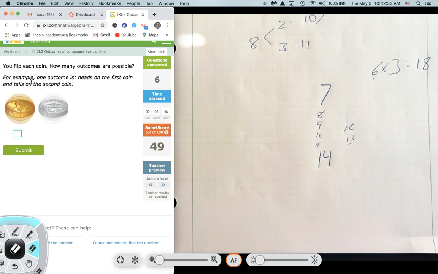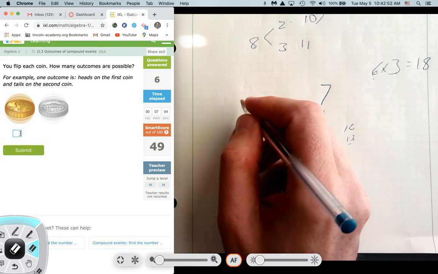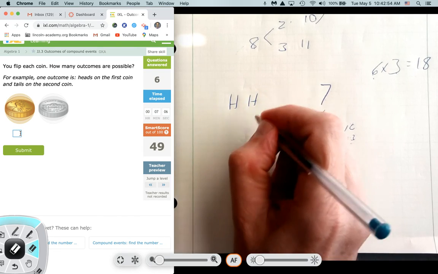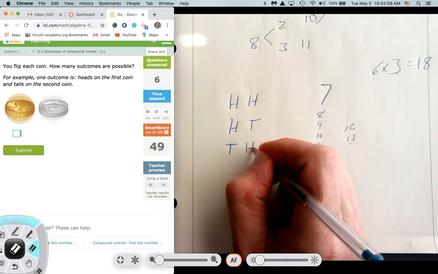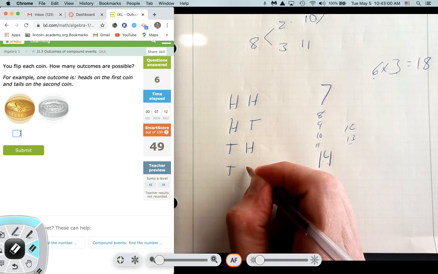You flip each coin. How many outcomes are possible? So now be careful here. You flip, one's a penny and one's a nickel. So how many outcomes are possible? There's 2 possible outcomes on the penny. There's 2 possible outcomes on the nickel. So there would be a total of 4. Heads on the first coin and tails on the second coin, right? So you could get, again, a heads and a heads. You could get a heads on the first coin and then a tails. You could get a tails and then a heads, or you could get a tails and then a tails.